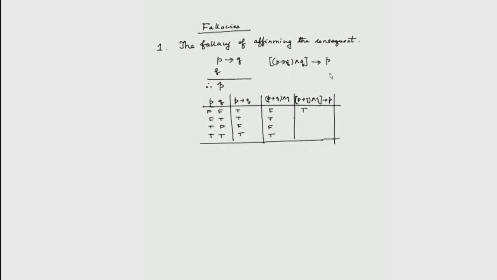Now, we come to the point where we have a problem, because in the first line P implies Q and Q is false and P is false, therefore the implication is true. In the second line P implies Q and Q is true, whereas P is false, therefore the implication is false, and we stop here. Because of this, we see that the inference that we stated above is not valid.